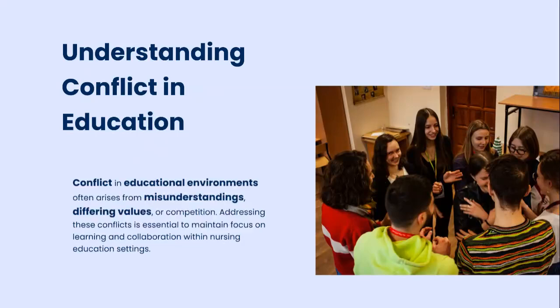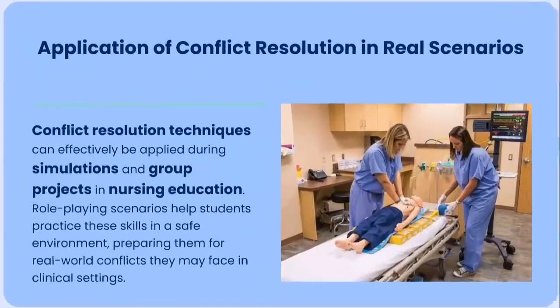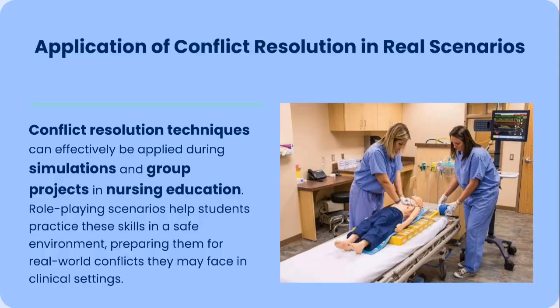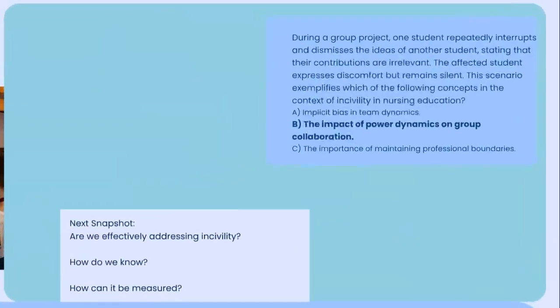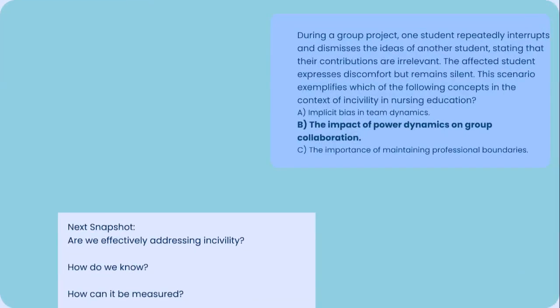And when conflict comes up, we just want to acknowledge the conflict and use these conflict resolution techniques in real time with real scenarios. And hopefully, students have had a chance to practice these before they actually have to implement them. So, in our next snapshot, we're going to be continuing the discussion about how we evaluate the effectiveness of us addressing incivility. How do we know that it's been effective?